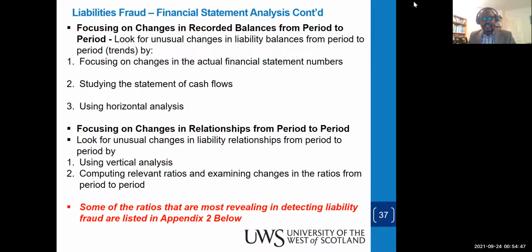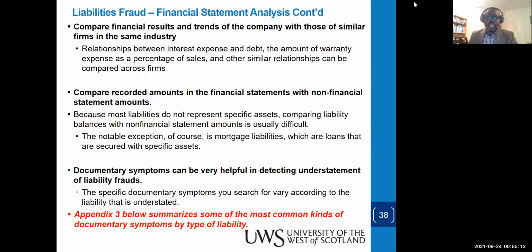Again, like I said, if you go to Appendix 2, Appendix 1 has those long 21 critical questions to ask. Appendix 2 looks at these ratios which you could use to detect for horizontal analysis or for vertical analysis, ratios you could use to detect these liability frauds. Okay. Again, compare financial results and trends of the company with those firms who are operating in the same industry.